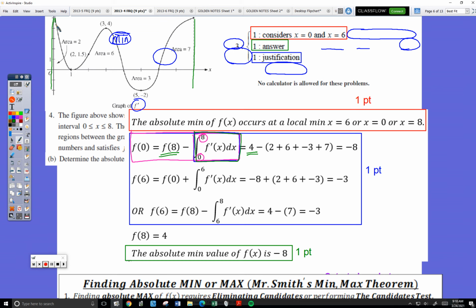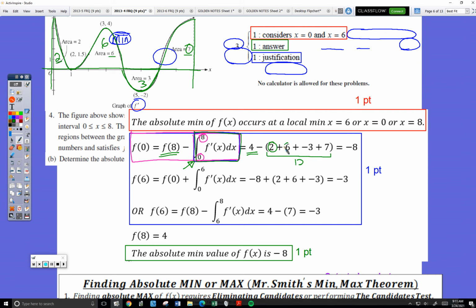I'm integrating f prime, and dx means horizontal axis. So this integral's value can be computed by accounting for this area, this area, this area as a negative because this area is below the axis, and this area. So I have 2 plus 6 is 8, plus 7 is 15, minus 3 is 12. The value of this integral is 12.